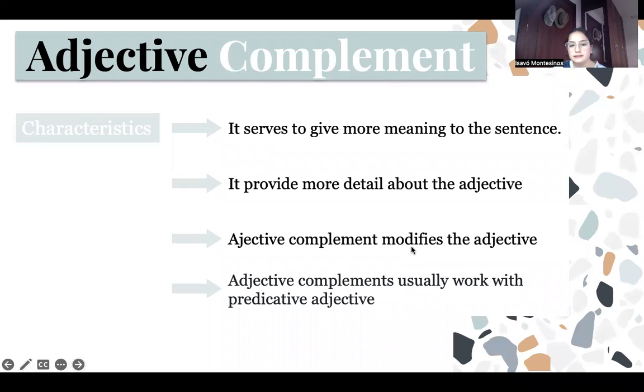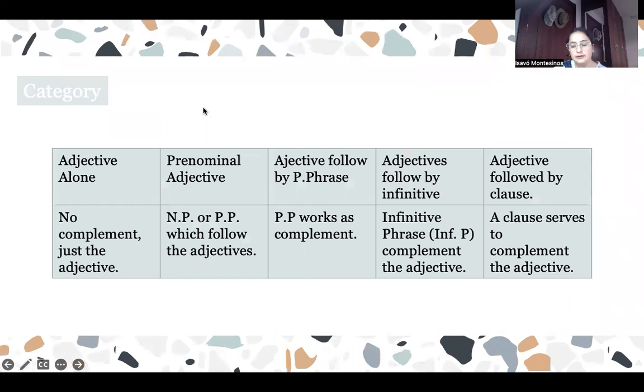The adjective complement modifies the adjective. Adjective complements usually work with predicate adjectives. Okay, here we have some of the categories of the adjective complement. We have adjective alone. It means that we are going to use just the adjective and no complement is needed. Pronominal adjective. Here we're going to use noun phrase and prepositional phrase, which follow the adjective. Adjective followed by prepositional phrase. The prepositional phrase will work as the complement.